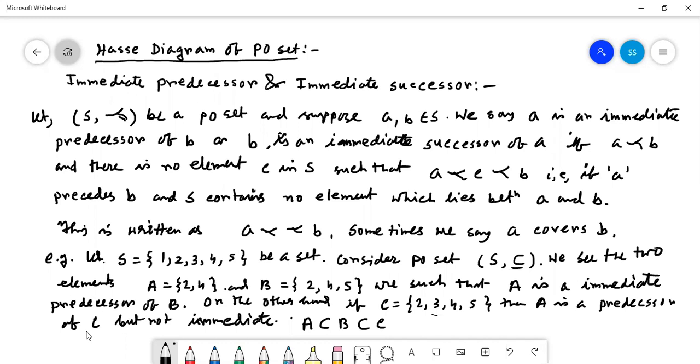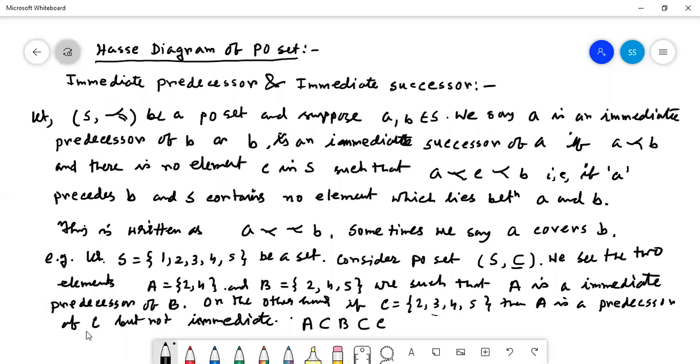Sir, that means C is the main set and we are taking B and A as subsets? No, here A, B, C are all subsets. The main set is capital S, containing 1 to 5. All those sets A, B, C are subsets of S. C contains 2, 3, 4, 5, which are all in S, but the extra element 1 is also there in S.